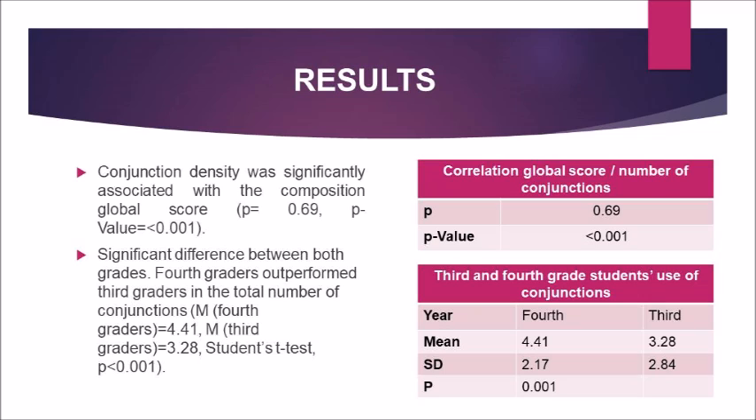With respect to 3rd and 4th grade students' use of conjunctions, I found a significant difference between both grades. In other words, 4th graders outperform 3rd graders in the total number of conjunctions. As we can see, if we compare the mean between 4th and 3rd graders, this is higher in the case of the 4th year group, and that difference is statistically significant.